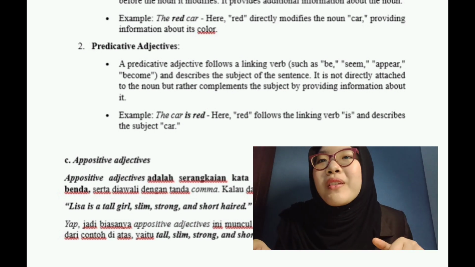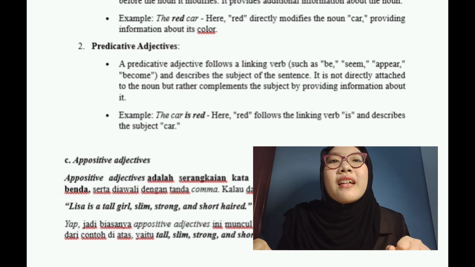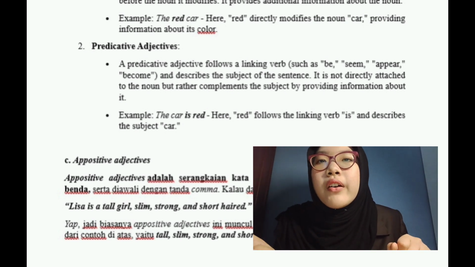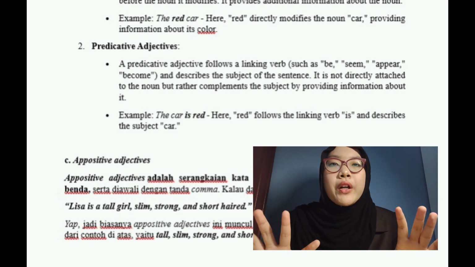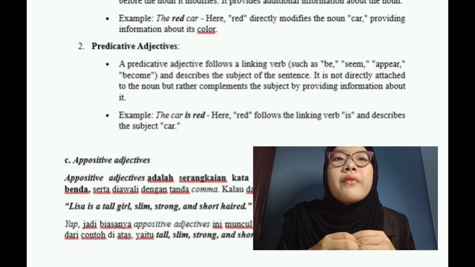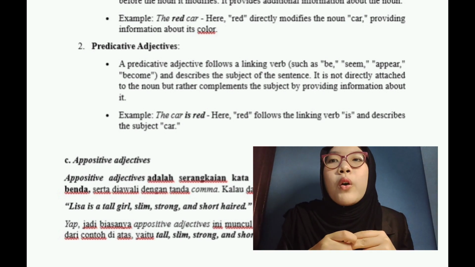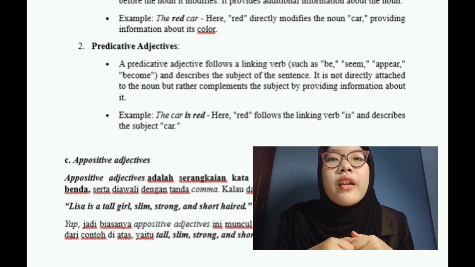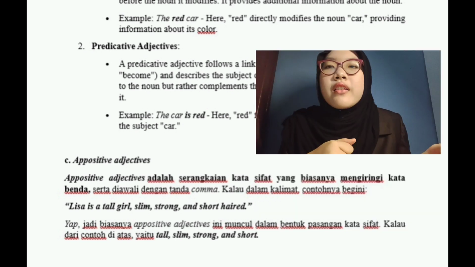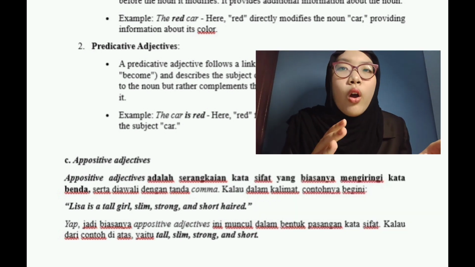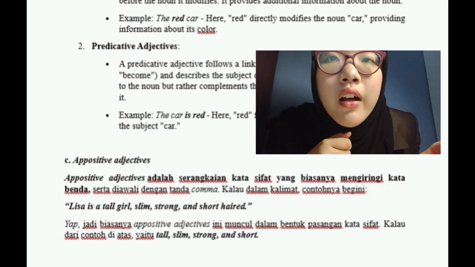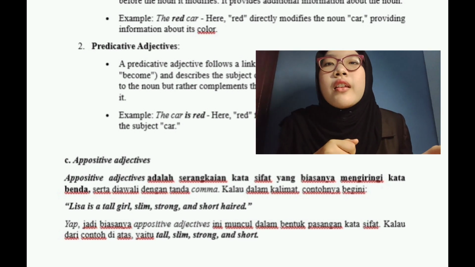The next one is a postpositive adjective. It means there's a group of words about the adjective that follow the noun. It starts with a comma. For example, Lisa is a tall girl, slim, strong, and short haired, something like that.